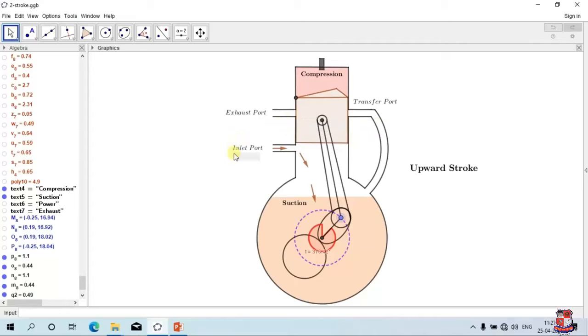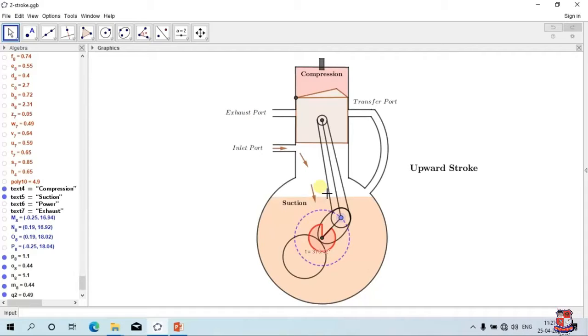The inlet port is basically used to take the fresh charge inside the casing. Through the transfer port, this charge will be transferred from the crank casing to the cylinder. While through the exhaust port, the burned gases will be sent out of the cylinder. So that is the purpose of these three ports.